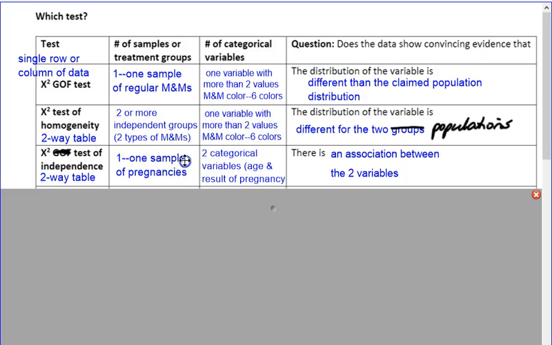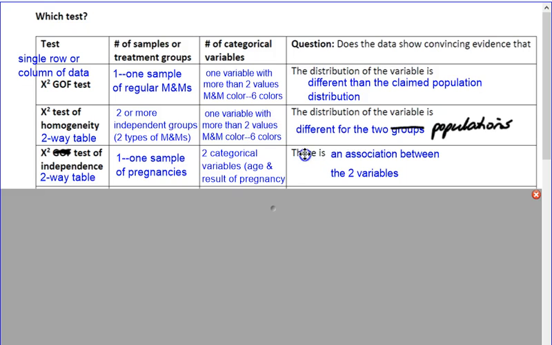Here we had one sample of pregnancies. With the test of independence, the difference between that and homogeneity is we're only doing one sample, not 2 independent samples. With homogeneity, you could have 2 or more independent groups. We could have compared milk chocolate, dark chocolate, and peanut M&Ms and looked at their colors and said, are they all the same? So here we have one sample of pregnancies, but we asked 2 things, the age and the result of the pregnancy. So we have one sample but 2 categorical variables, and what we want to know is whether there is an association between those 2 variables in the population.